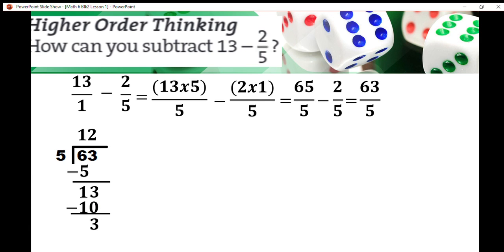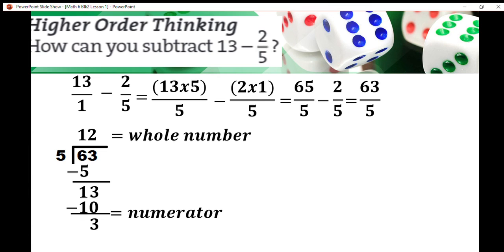3. So always remember, your 12 is a whole number. Your 3 is your numerator. Your 5 is your denominator. So what would be our final answer? That is 12 and 3/5.